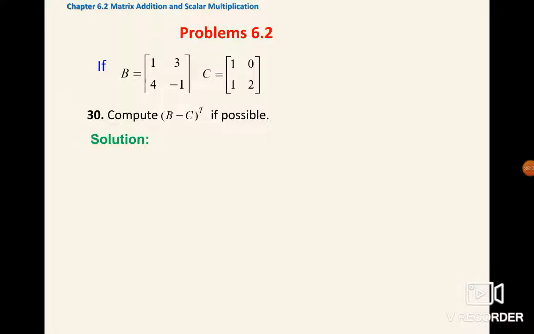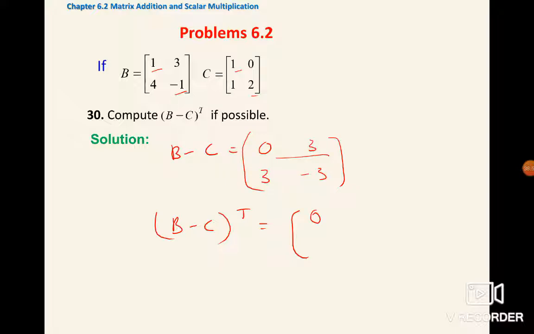You try this one. B minus C and then transpose. Find B minus C first. 1 minus 1 is 0. 3 minus 0 is 3. 4 minus 1 is 3. Minus 1 minus 2 is minus 3. Now B minus C transpose is just transpose. First row becomes first column. Second row becomes second column. That's it. The answer. And both the matrices are the same, isn't it? So this is a symmetric matrix.